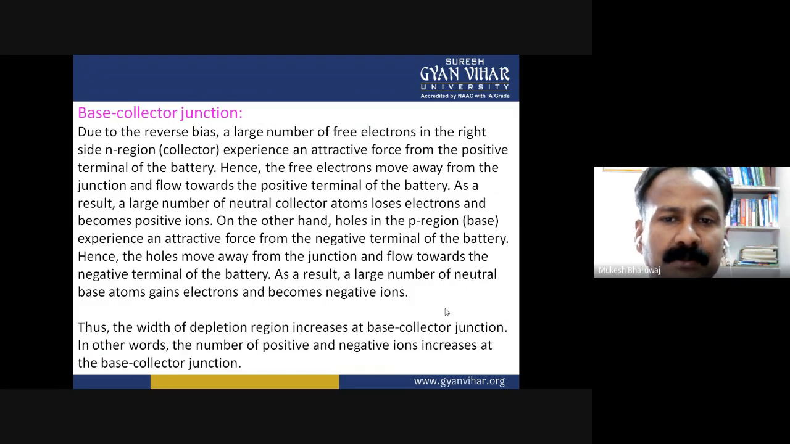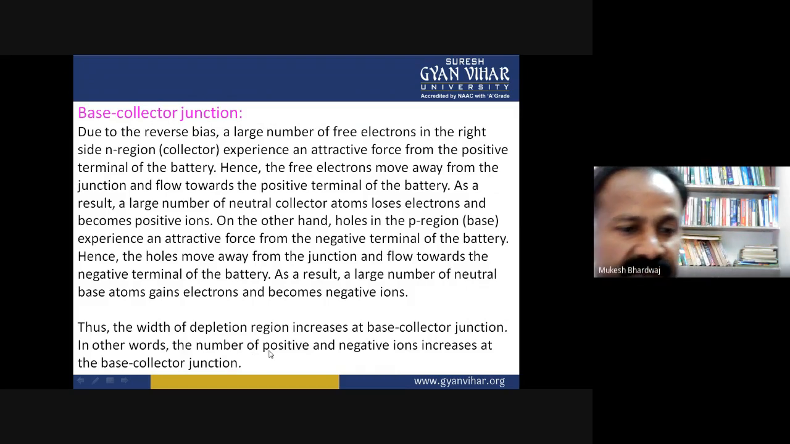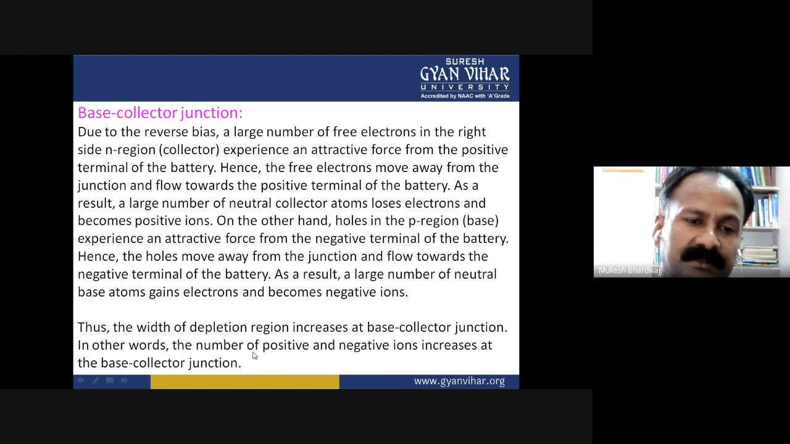On the other hand, holes in the base region experience an attractive force from the negative terminal of the battery. Hence, the holes move away from the junction and flow towards the negative terminal of the battery. As a result, a large number of neutral atoms gain electrons and become negative ions. Thus, the width of the depletion region increases at the base collector junction. In other words, the number of positive and negative ions increases at the base collector junction.